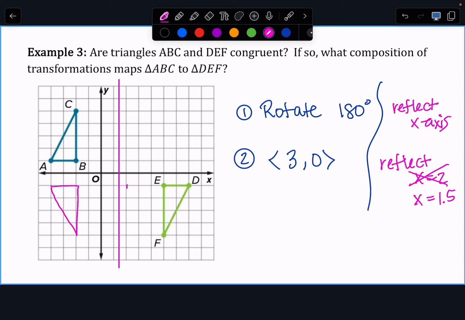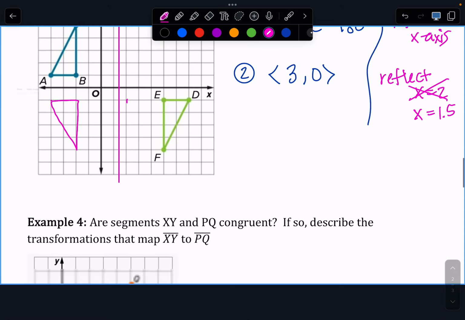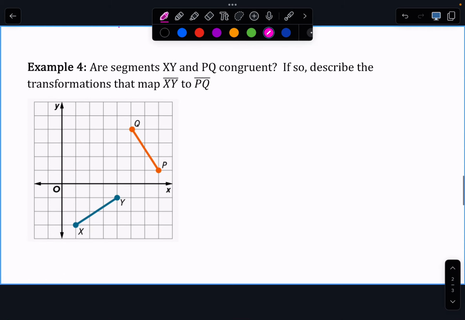1.5. Yep. Okay, I can get on board with that now. All right. Take a look at this one. But wouldn't that be a glide reflection and not a composition of transformations? It is. It's just a special kind of composition of transformations. Oh, the glide reflection is fine.